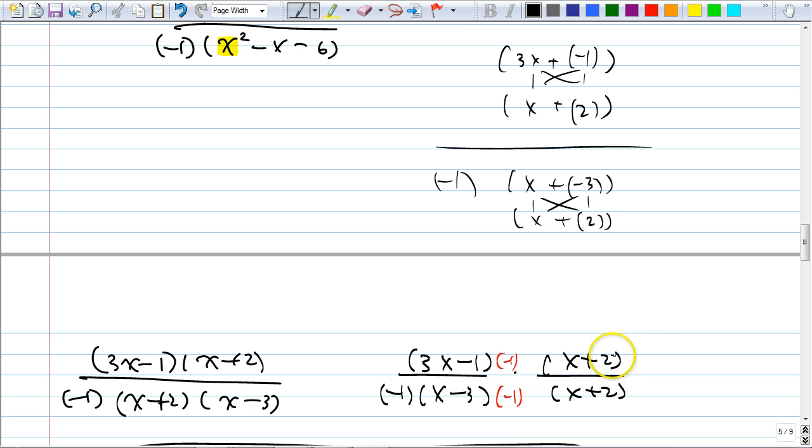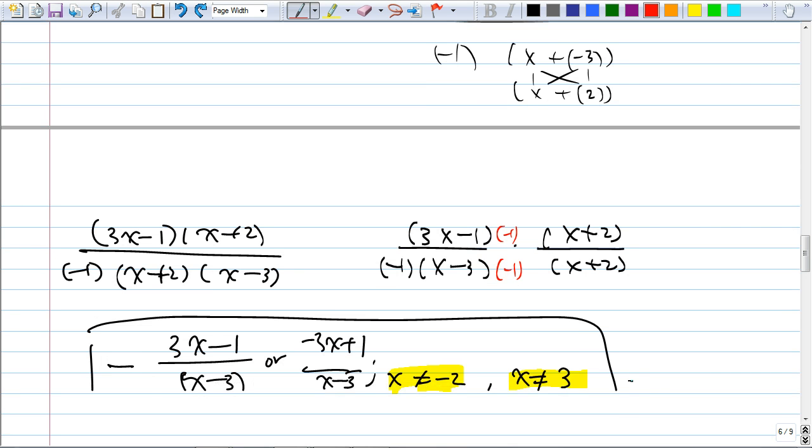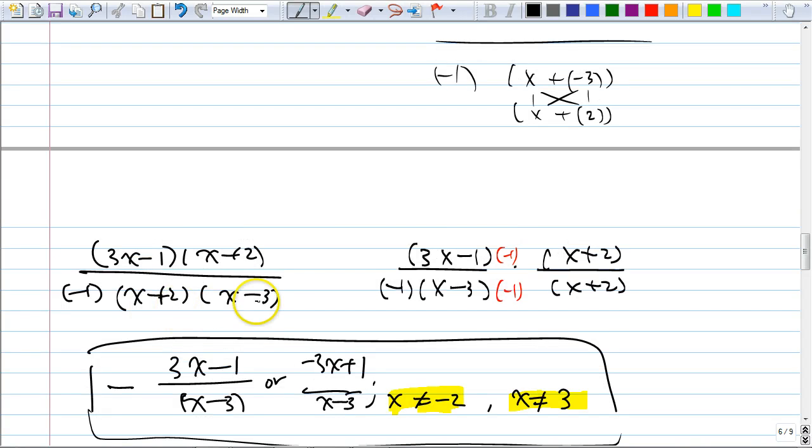By the way, do you see how we get x plus 2 and x plus 2? They're the same factors. Now, could we cancel them out? Yes. What's same thing over same thing? 1. So here's the answer. How many forgot the negative? Well, you could just write negative 3x minus 1 over x minus 3, or I multiply the negative to the numerator. Okay. And how many restrictions do you get? You get 2, don't you? Okay, because you have x plus 2 and x minus 3.